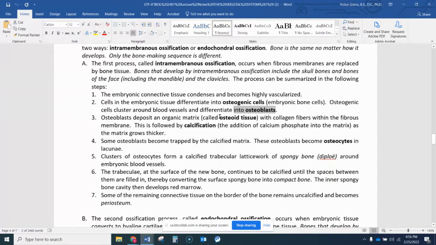They secrete the bone tissue called osteoid. There's the first time we saw what that was actually called, osteoid, which is very gel-like, a lot of collagen fibers, but then it gets calcified, right, with the minerals from a blood supply. So from the fetal blood supply, there's calcium that enters and hardens those bones. Of course, we have, it says number 5 here, clusters of osteocytes form calcified trabecular lattice work of spongy bone. There's the word diploe that I mentioned before that are found in the spongy bone inside flat bones.